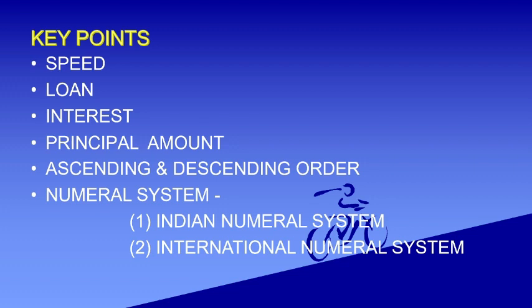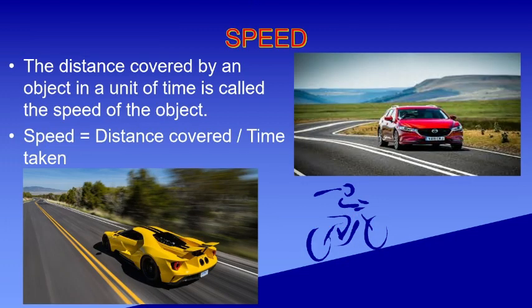speed, loan, interest, principal amount, ascending and descending order, numeral system. In this numeral system, we will discuss two types of numeral system. First is the Indian numeral system and second is the international numeral system. So first of all, we will start with what is speed.